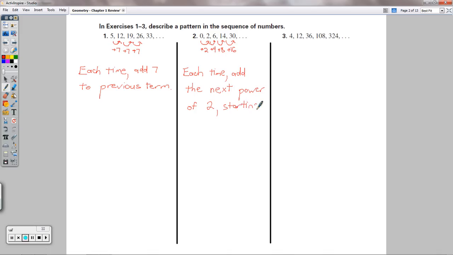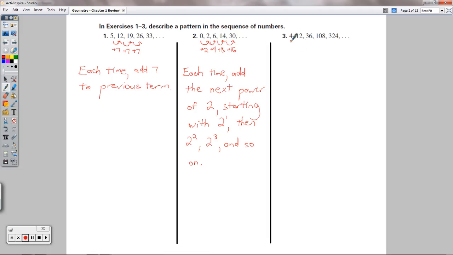starting with 2, which is just 2 to the first, and then 2 to the second, 2 to the third, and so on. You can say something like that in your own words. You don't have to have it exactly like that, but that's the idea.